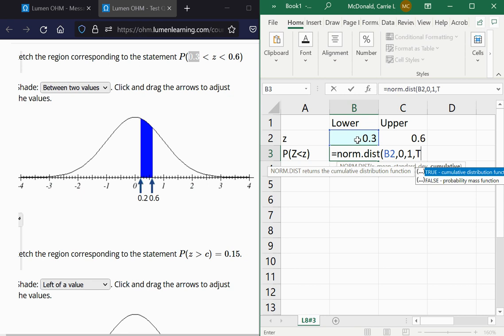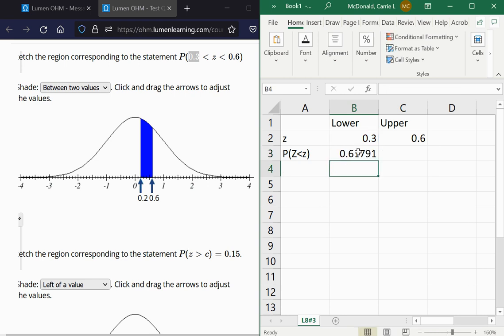And always true for cumulative. Remember when we did binomial distribution, sometimes we chose false and sometimes we chose true for cumulative with the binomial distribution. For normal distributions, we will always choose cumulative, true. Okay, and we're going to do the same thing for this one. Whoops. We can actually copy that over here.